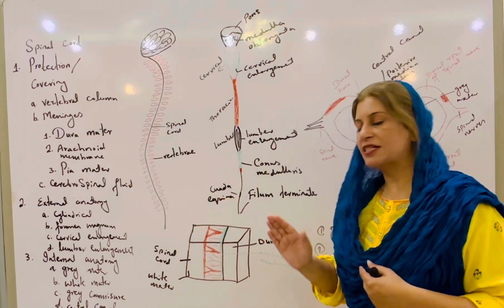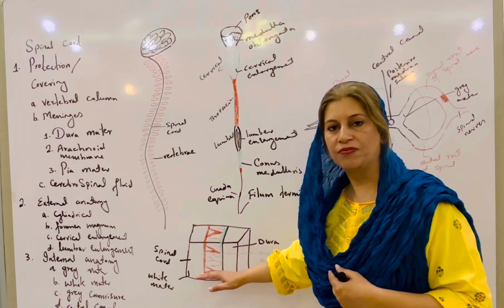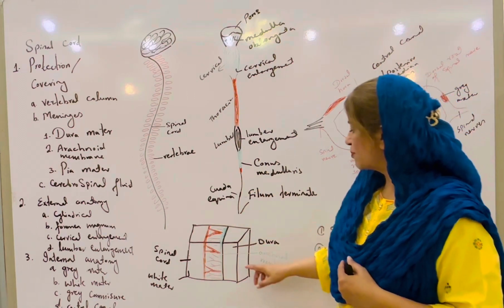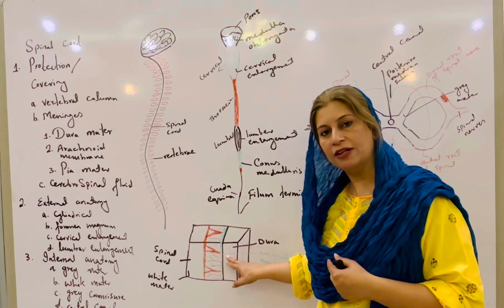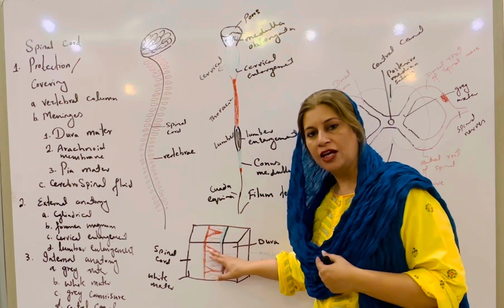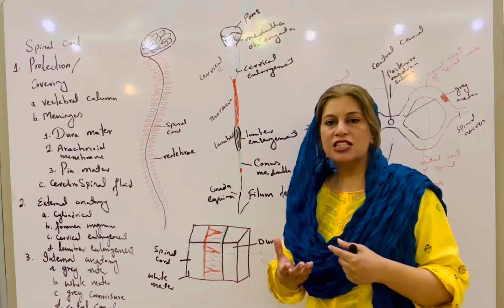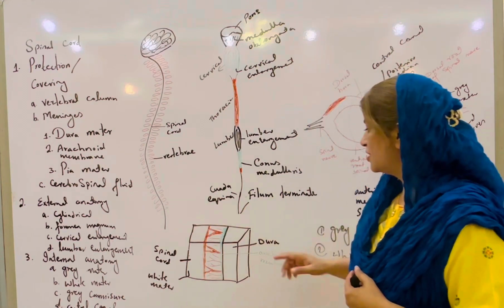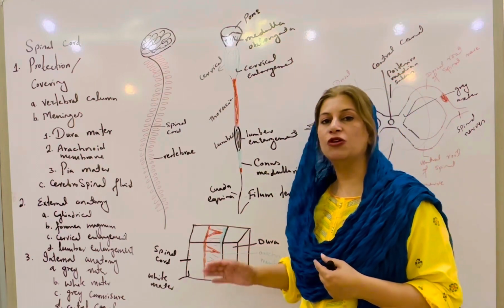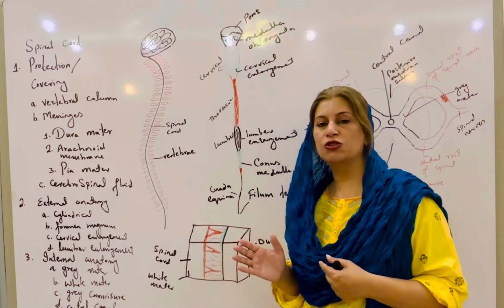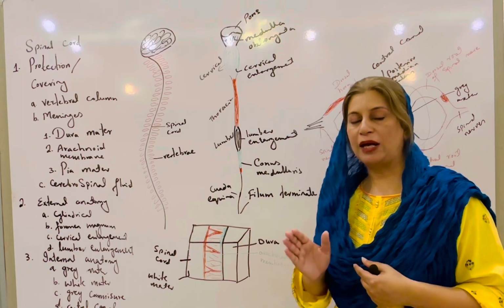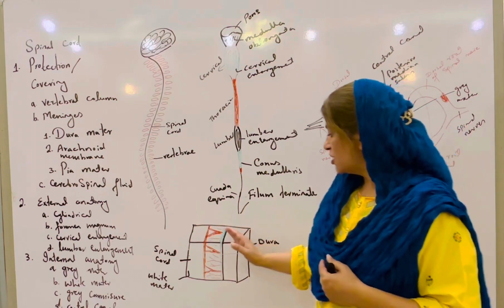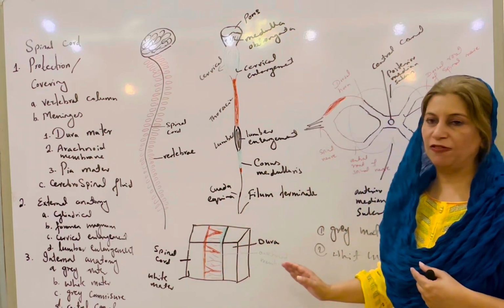Where is this fluid present among these three layers, which are called the meninges? Cerebrospinal fluid is present between the arachnoid mater and the pia mater. In between the pia and arachnoid, this fluid is present, which is called the cerebrospinal fluid. Student, this cerebrospinal fluid gives cushion to the spinal cord. The spinal cord, which is enclosed within the vertebral column, is cushioned by this cerebrospinal fluid.